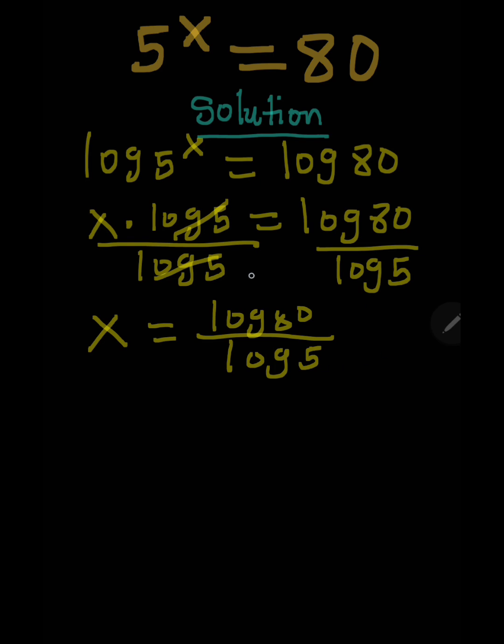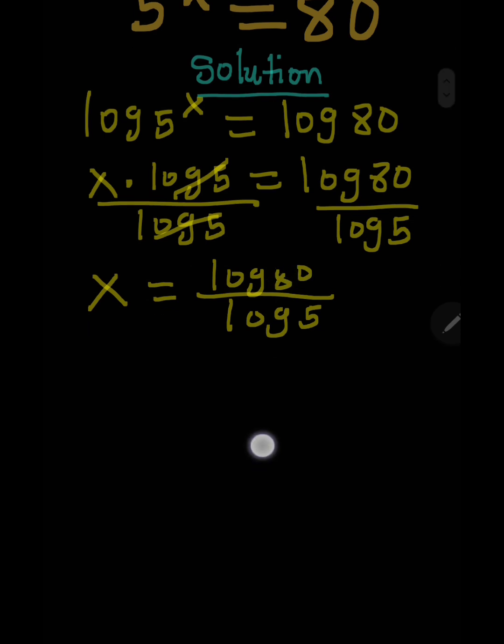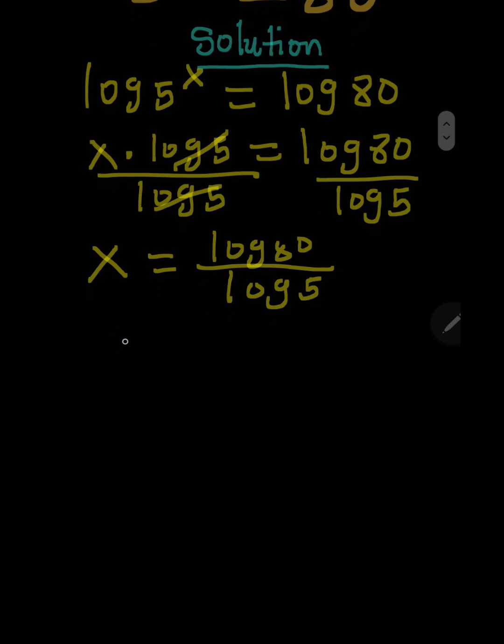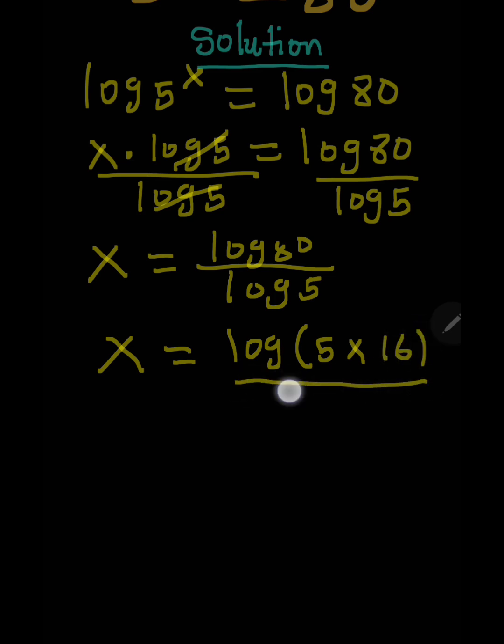So now we have x equal to log of 80 over log 5, but we're not going to stop here. We're going to simplify this right hand side to its lowest form. We recall that this 80 can also be written as 5 multiplied by 16. So x is going to be equal to log of, in place of 80, we replace 5 multiplied by 16, then everything all over log of 5.